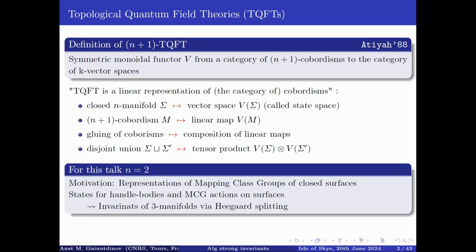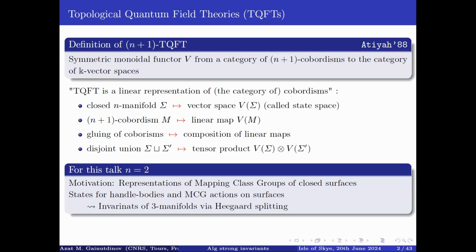So to a closed manifold, we associate a vector space that is called the state space. To a cobordism between n-manifolds, we associate a linear map between the corresponding vector spaces. Composition of cobordisms corresponds to composition of linear maps, and disjoint union, which corresponds to the product structure in the cobordism category, corresponds to the tensor product of vector spaces. And for this talk, I will be interested in n=2.